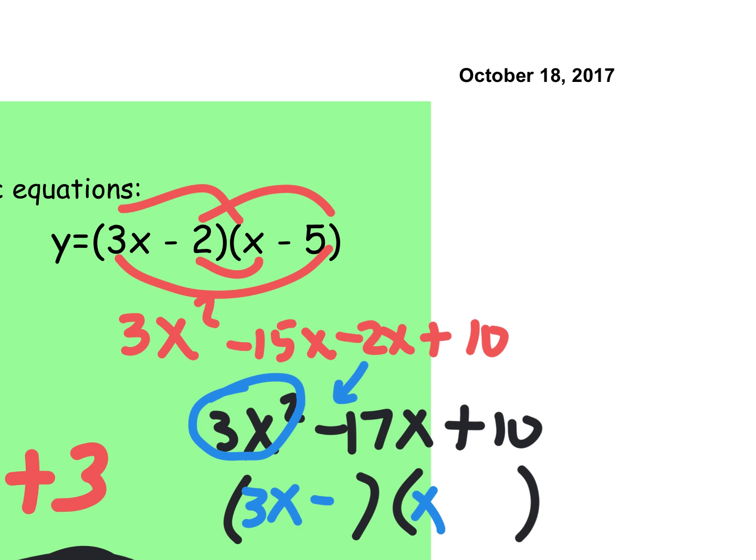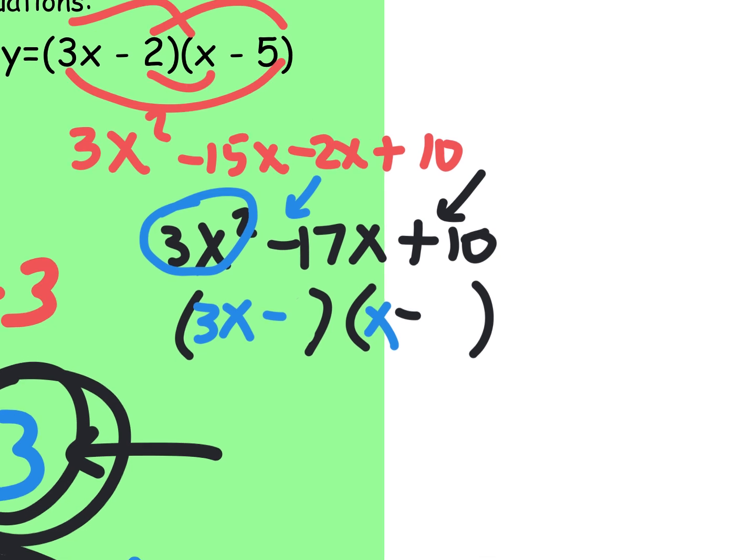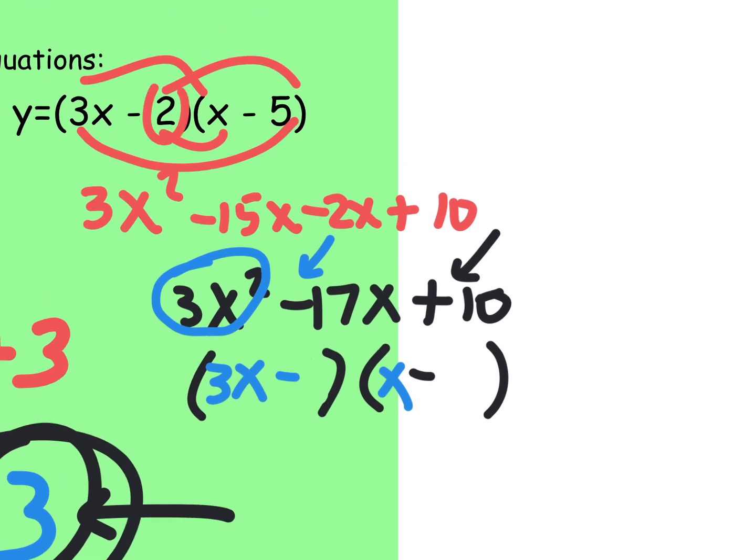Now, by using logic, I know that the other one has to be negative because the only way to get a positive 10 at the end is to do a negative number times a negative number. So I know they're both negative. And last but not least, you figure out what multiplies to 10. And it's probably 5 and 2. And I'm going to cheat and look back and see that the 2 is first and then the 5.